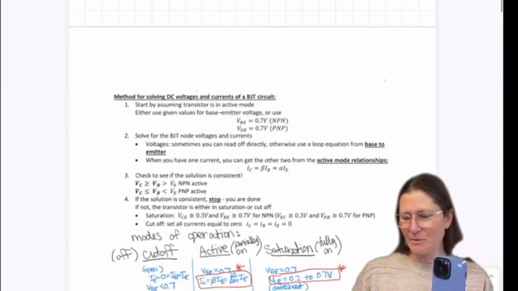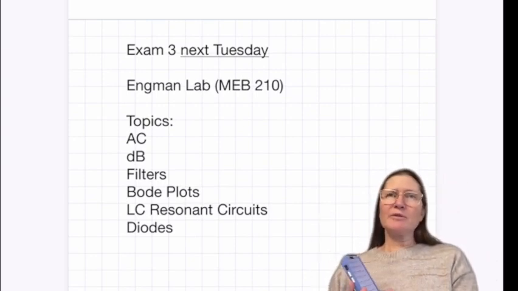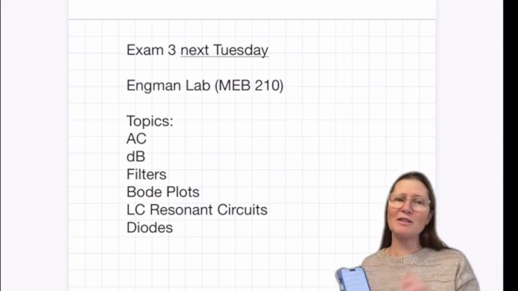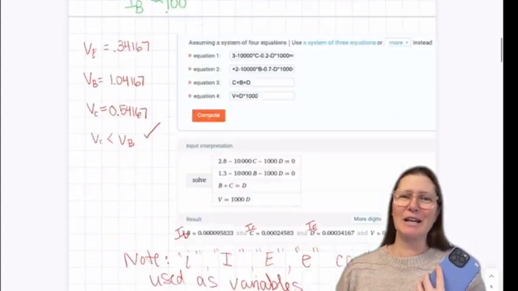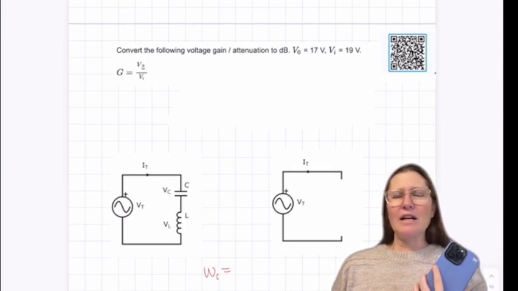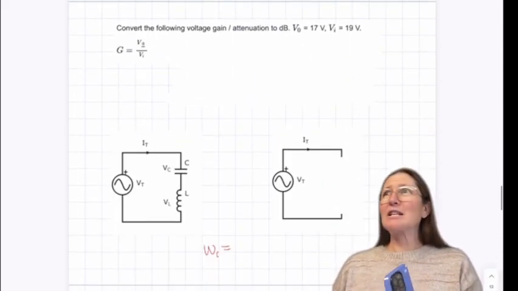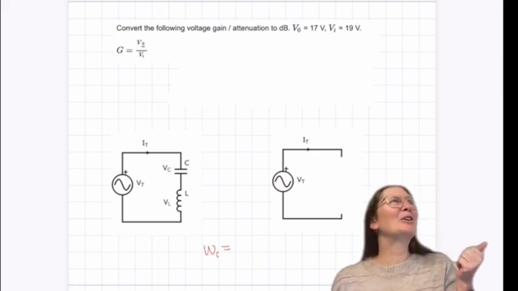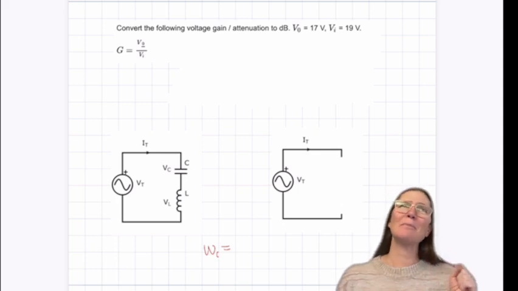So the exam will be on Tuesday in the Ingman lab. The style is similar to how it's been in the other exams. Topics: AC, dB, filters, Bode plots, LC resonance circuits, and diodes. I had a request to go through all of them, so hopefully we can get to all of them today. Due to time, I'm going to skip you interacting as much with the answers, so hopefully those that are willing to can help give your input as far as what would be the answer.